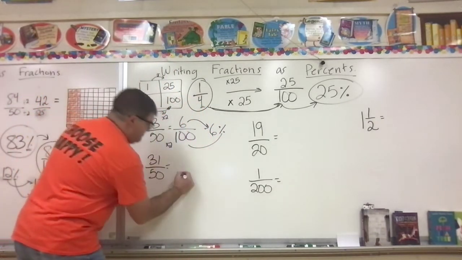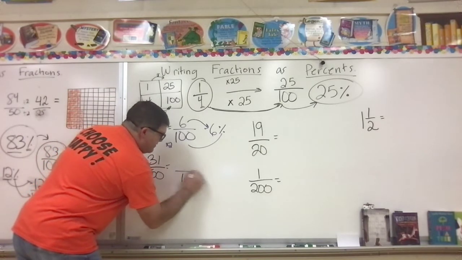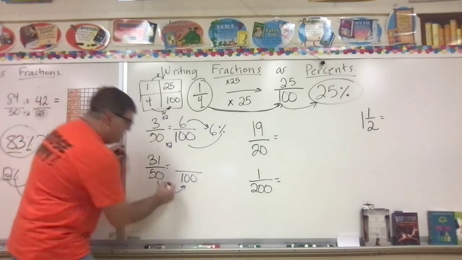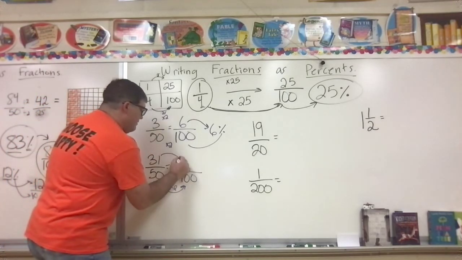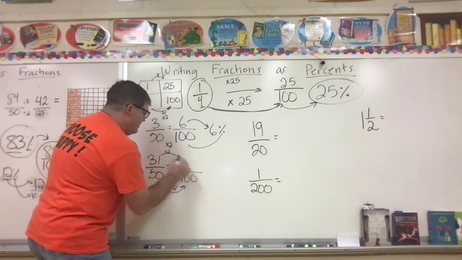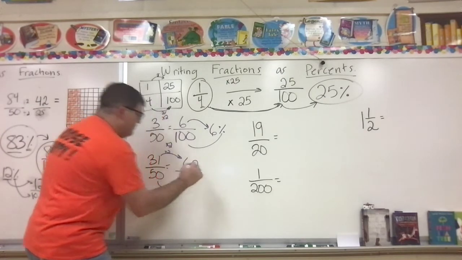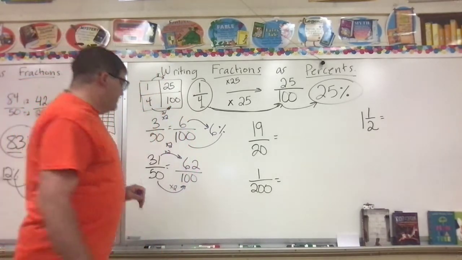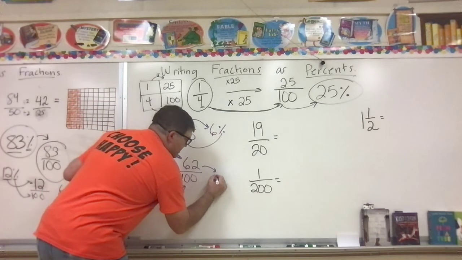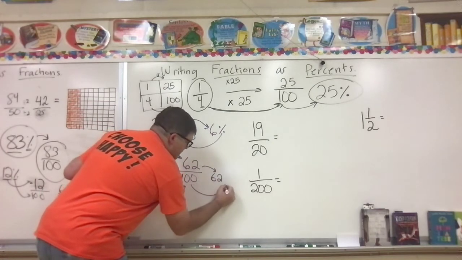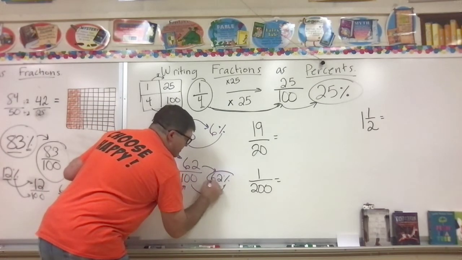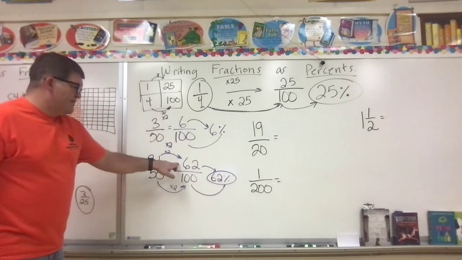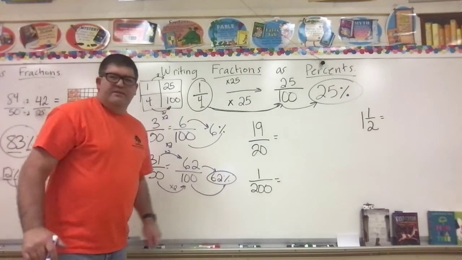Let's do it with this one. I want to get it to 100. 50 to 100. Again, times 2. 31 times 2 is 62. So 62 out of 100. 62 is my part, and 100 is my percent. So if I do 31 out of 50, it's the same as 62 out of 100, and it's 62%.